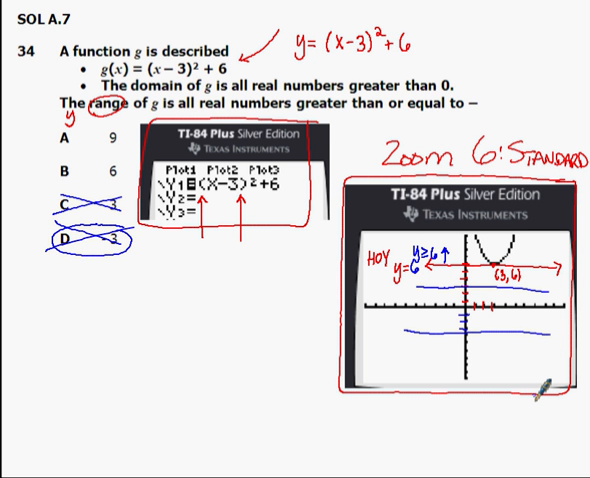Thinking my best choice is going to be 6, but I'm going to eliminate that last choice just to be safe. So if this was y equals 6, this must be 7, 8, 9. That line wouldn't make sense either. So I'm feeling very confident that 6 greater than or equal to 6 would be my best choice.